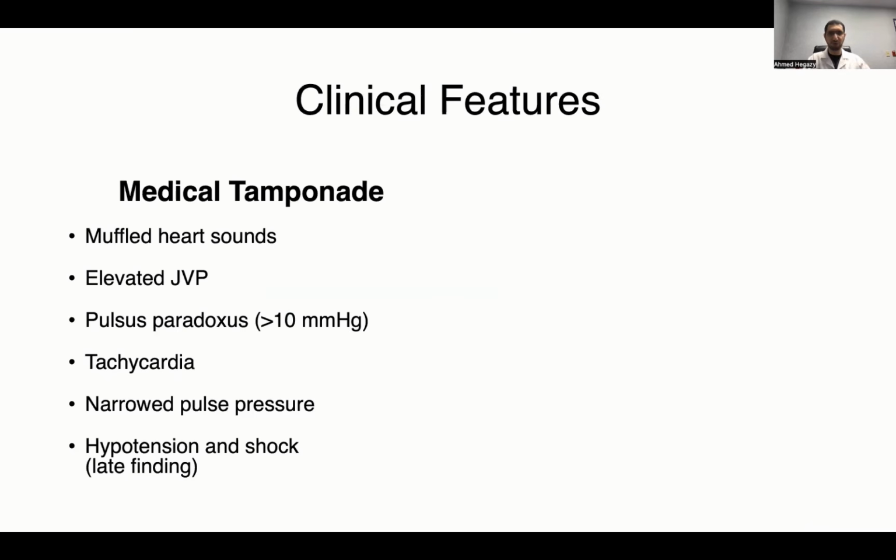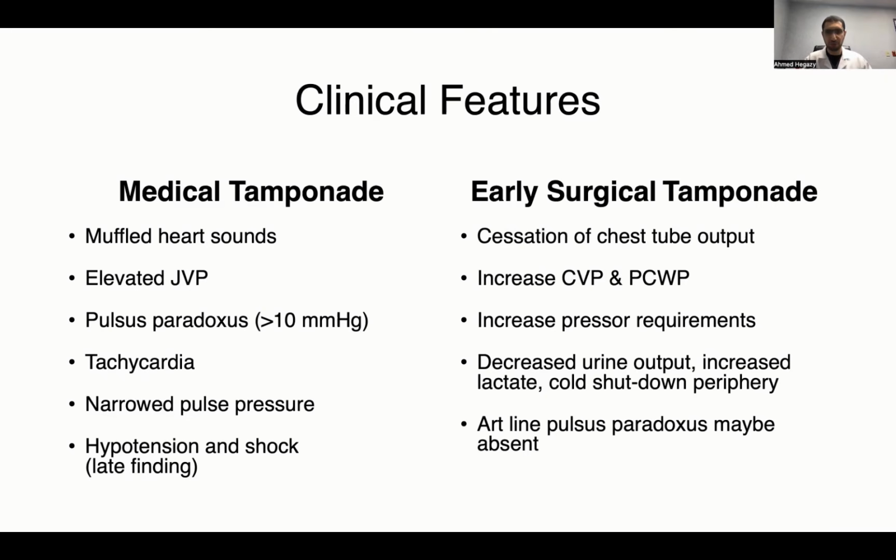Let's go through the differentiation between circumferential and regional tamponade. Circumferential tamponade refers to a pericardial effusion that is encasing the entire heart. And this is pericardial tamponade that we usually see in the medical ICU. However, when you look at early surgical tamponade, these patients usually present differently. These are usually patients fresh after cardiac surgery. They usually have a high chest tube output that all of a sudden stops. The chest tubes now have clotted, and the patient continues to bleed on the inside.